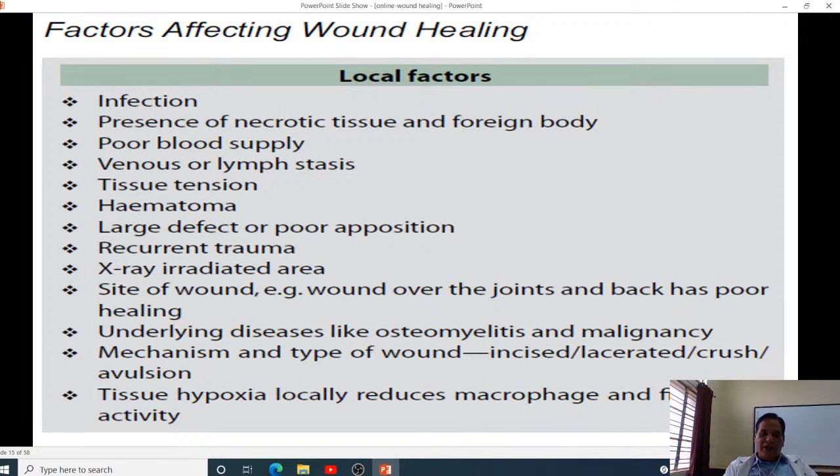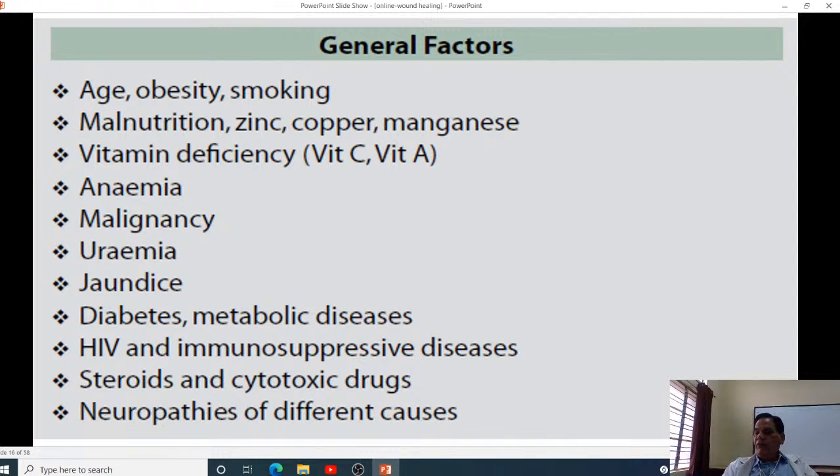Diseases like osteomyelitis and malignancy. The type of wound which occurred, like lacerated, crushed and avulsion, and tissue hypoxia. So local oxygen concentration, if less, the wound heals slowly. So these are the local factors.